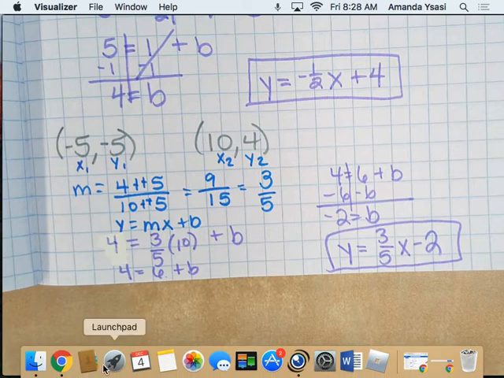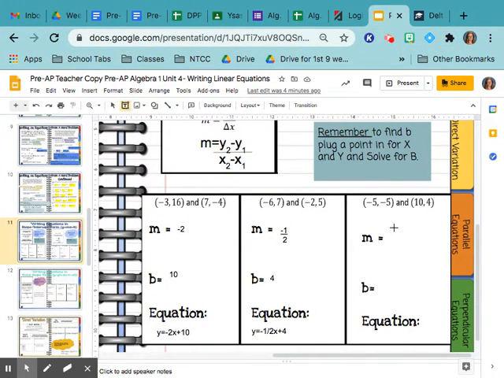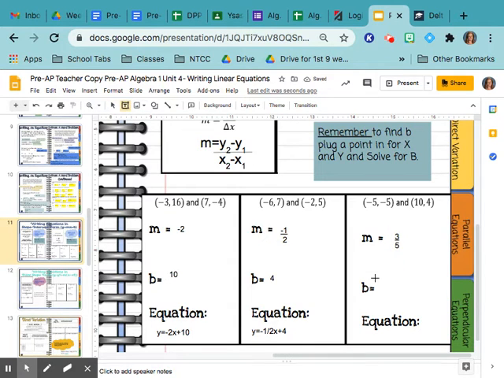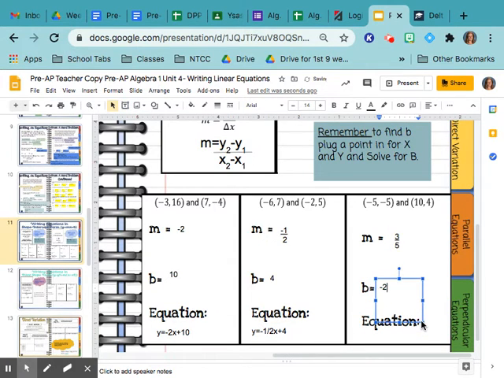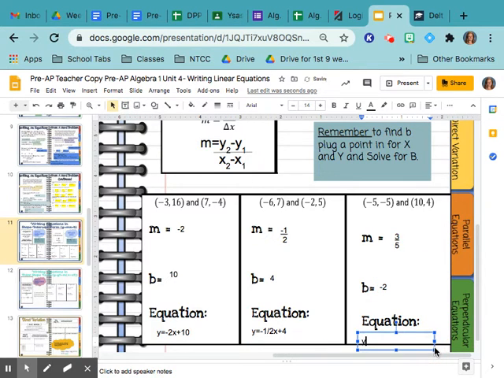Okay, so let's fill this out. 3/5. -2. Equation. y equals 3/5 x -2.